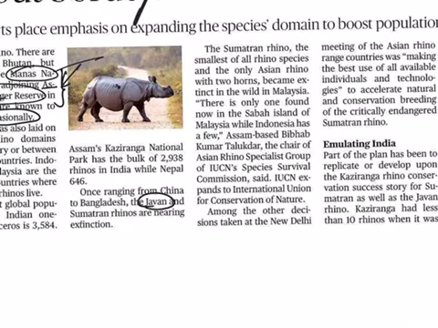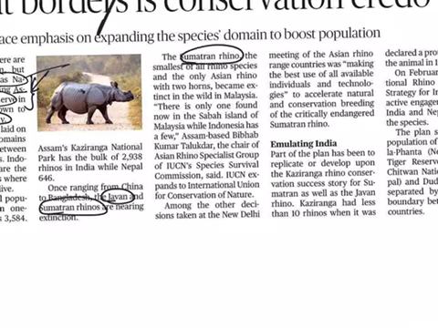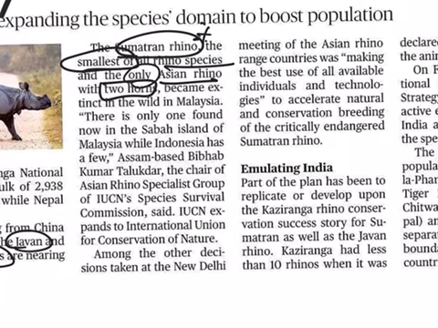One is the Javan and the other the Sumatran rhino. The Sumatran rhino is the smallest rhino of all the rhino species and the only Asian rhino with two horns. These are the features of the Sumatran rhino, and this is one of the important bits: only Asian rhino with two horns. It has become extinct in Malaysia, and right now there is only one Sumatran rhino in the Sabah Islands of Malaysia, whereas Indonesia has some of them.